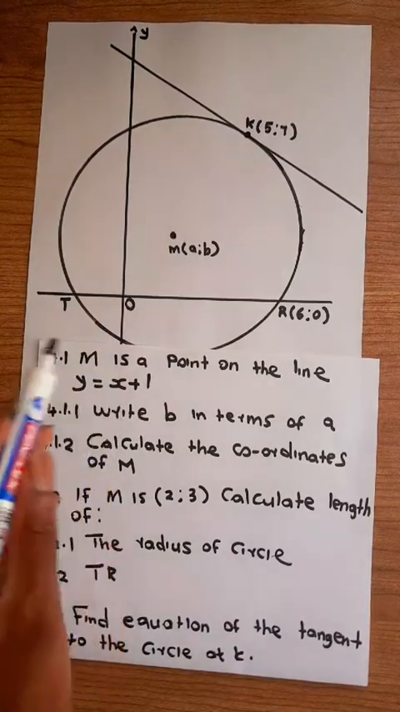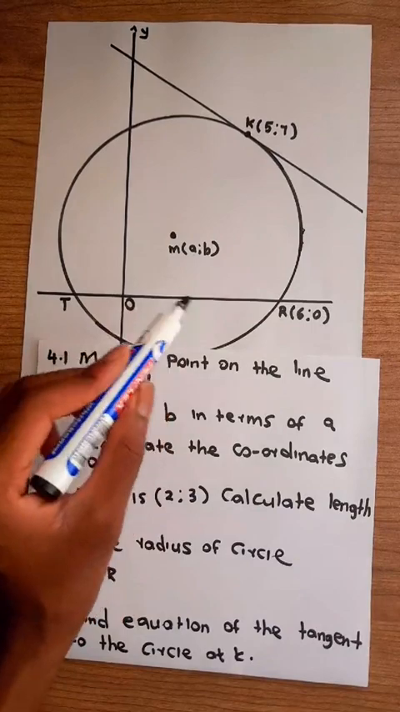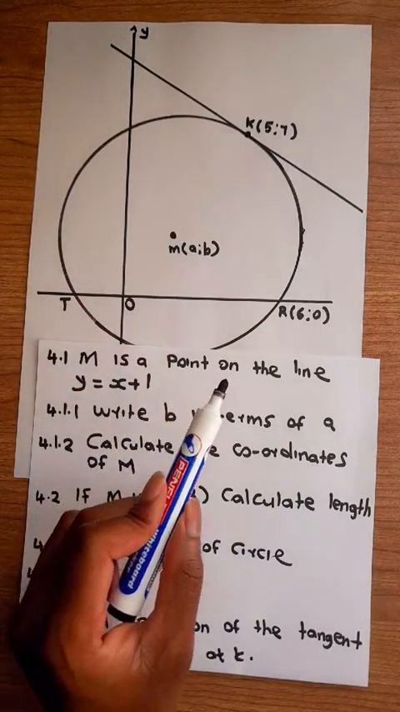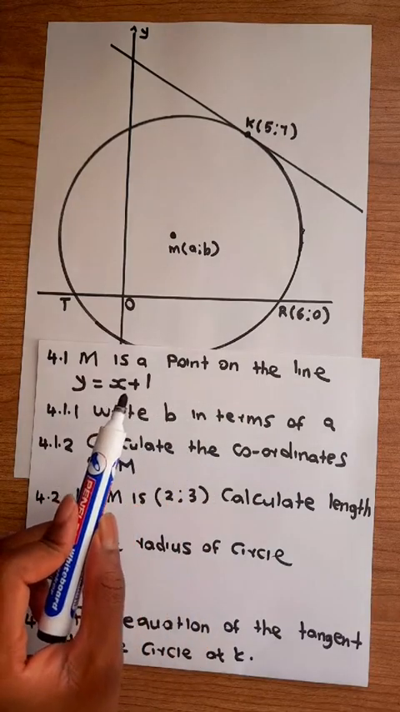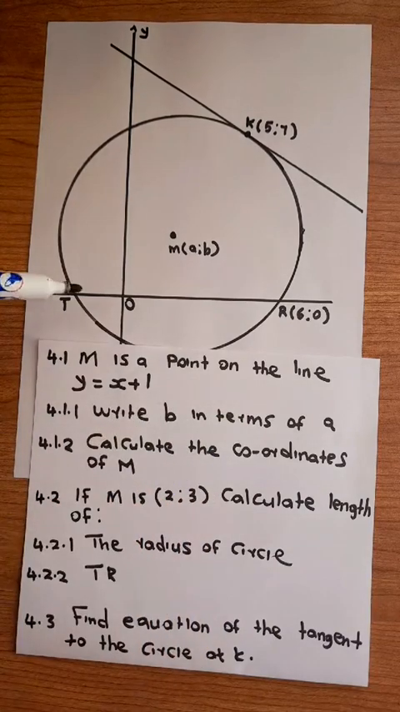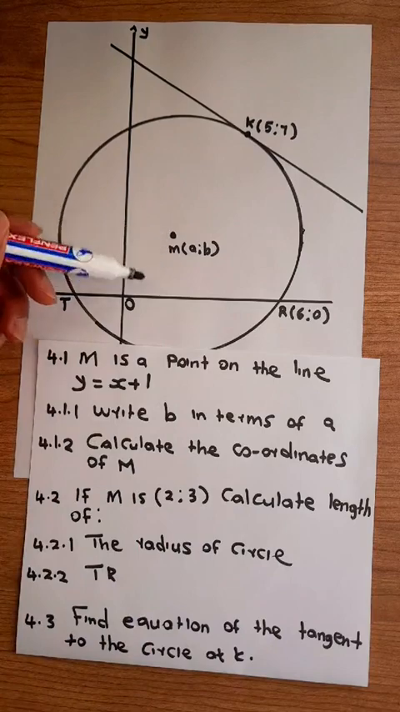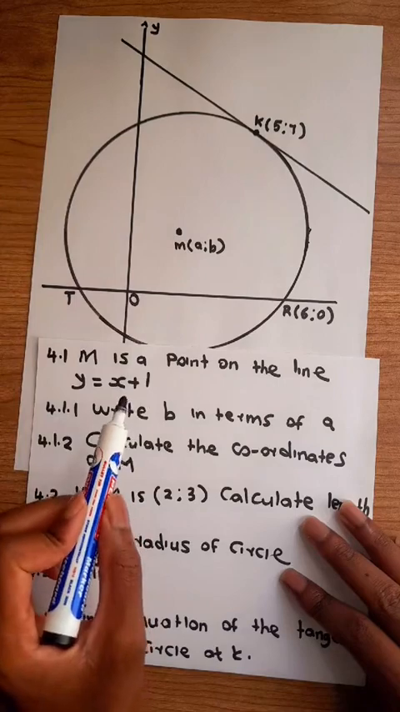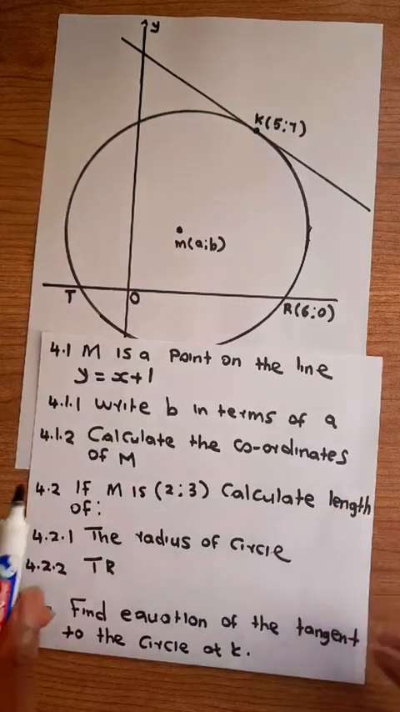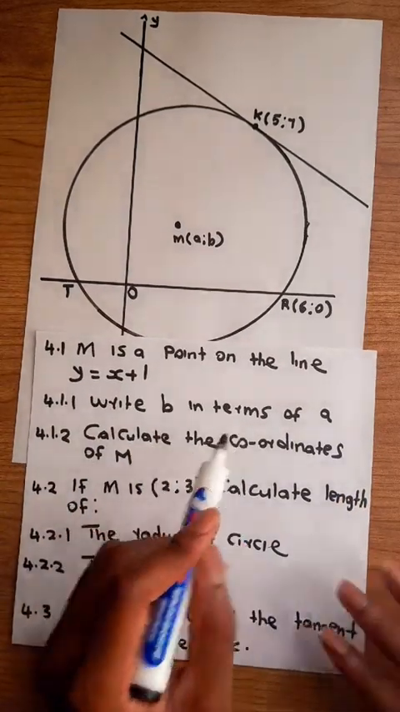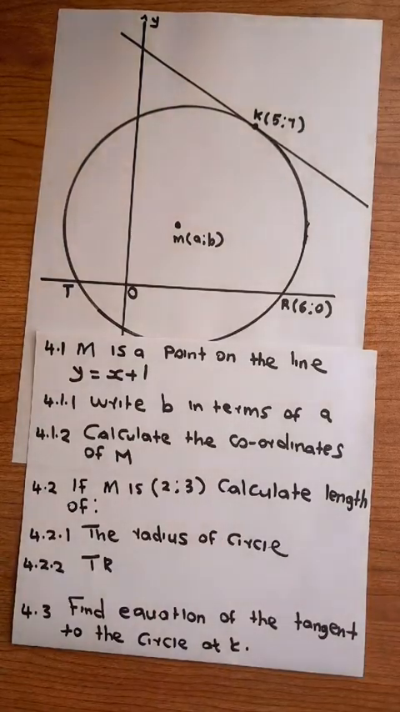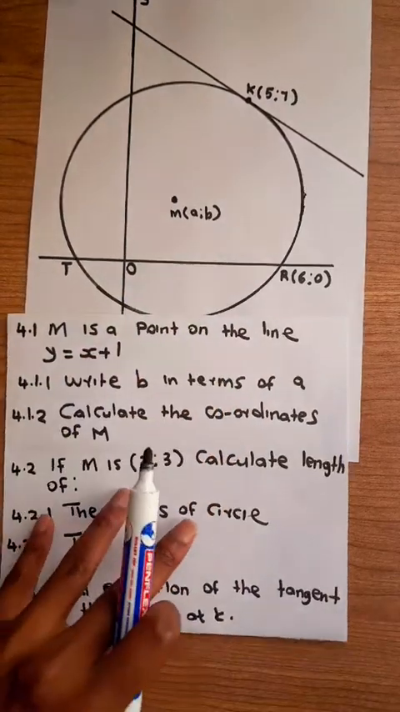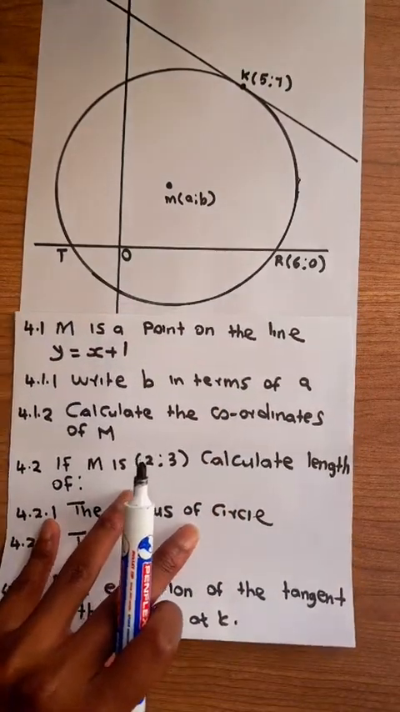They say, by the way, M is the center of the circle, right? So if M is the center of the circle, they say M is a point on the line y equals x plus 1. So they are telling us that there's a line passing through the point M, that is y equals x plus 1. Now they say write B in terms of A. How do we do this?